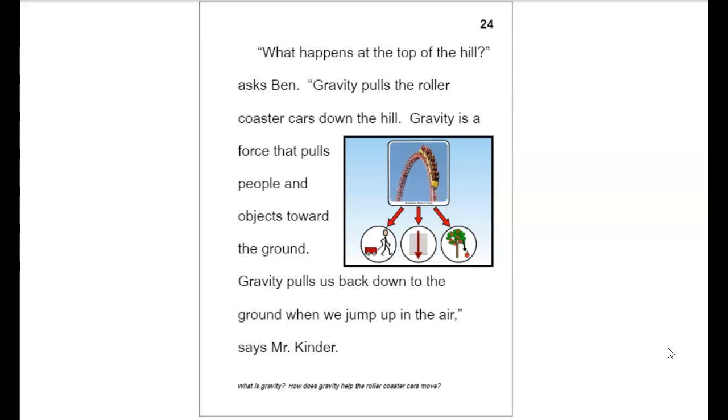"What happens at the top of the hill?" asks Ben. "Gravity pulls the roller coaster cars down the hill. Gravity is a force that pulls people and objects toward the ground. Gravity pulls us back down to the ground when we jump up in the air," says Mr. Kinder. So this roller coaster car was pulled up the hill, and gravity pulls it down.